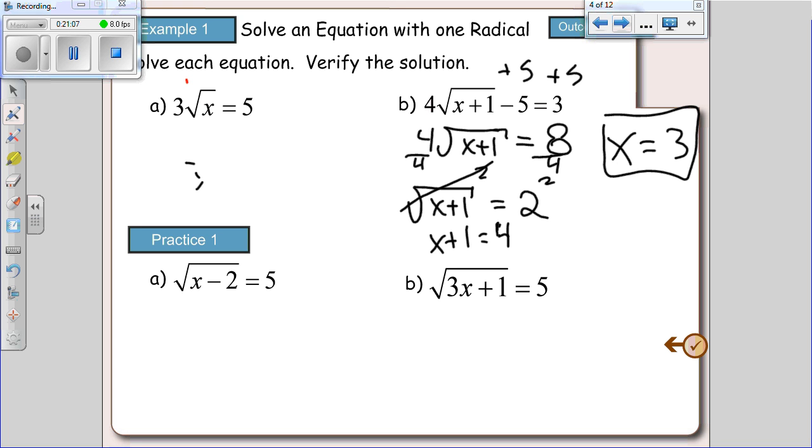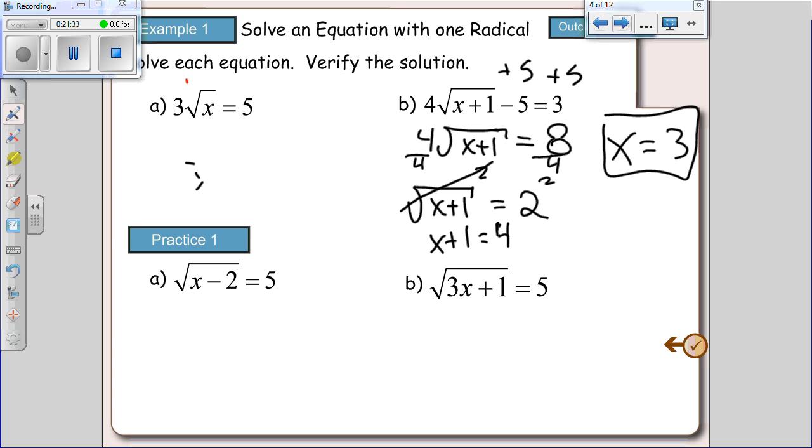Practice question 1A. Square both sides. That's the first step you're going to do. Then you're going to add 2. So your answer is 27. Question B. Square both sides. Get 25. Subtract 1, 24. Divide by 3. Your answer is 8.